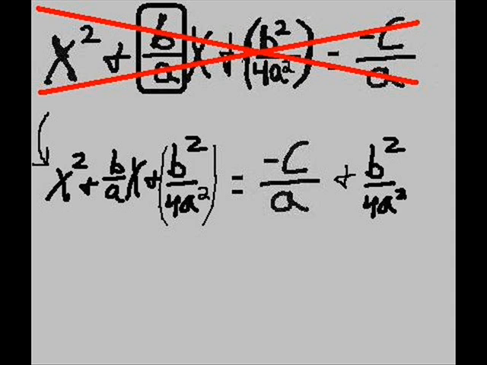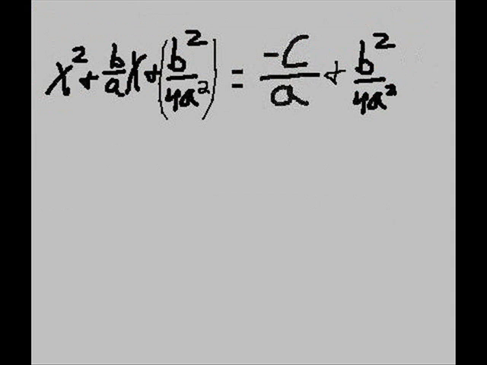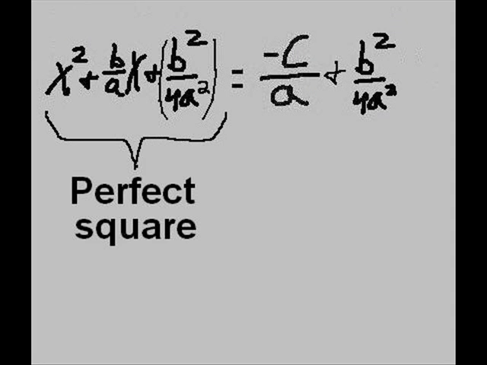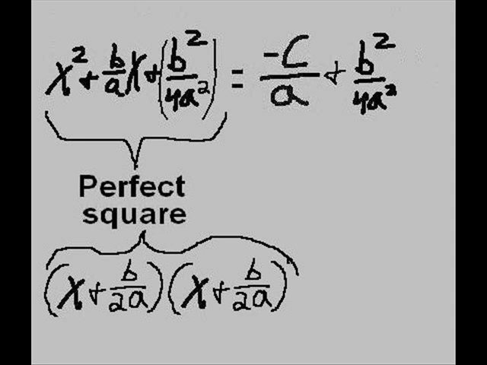Well, let's get rid of the guy at the top. Let's clean up a bit and move the bottom guy up a bit. There we go. Now, oh, take a look. We now have a perfect square. We completed the square. And what does that mean? Well, the perfect square now means that x squared plus b over a x plus b squared over 4a squared is equal to this binomial over here, x plus b over 2a times x plus b over 2a.